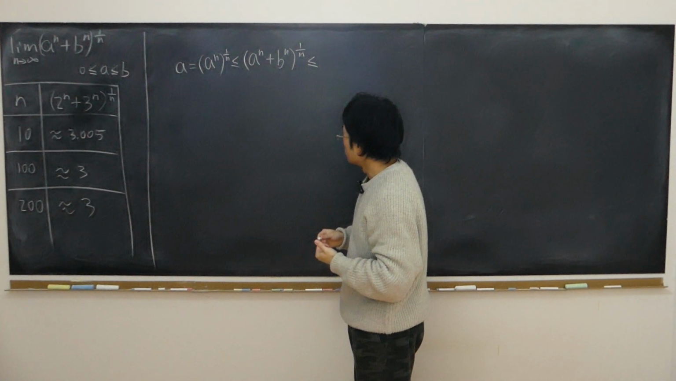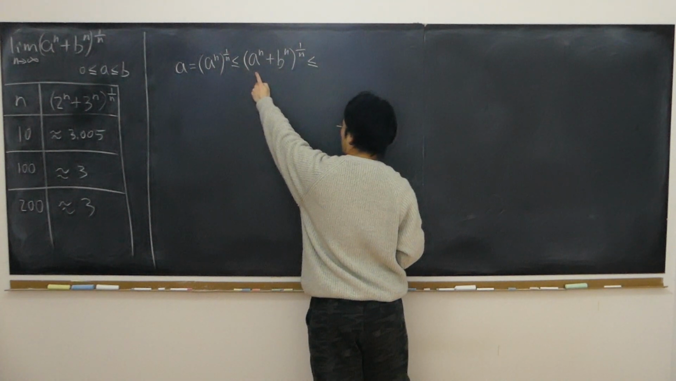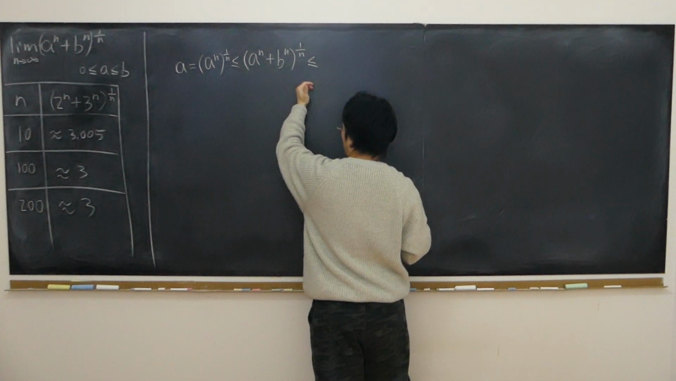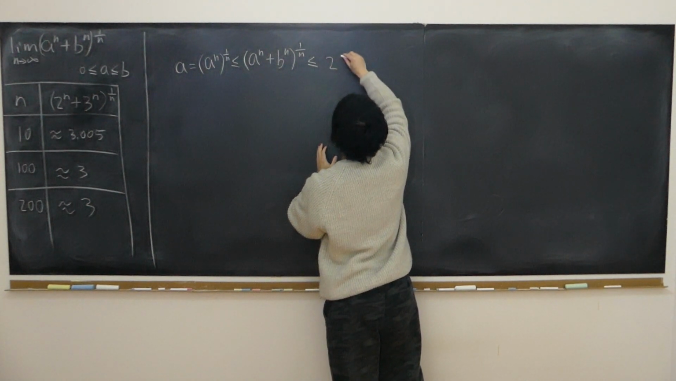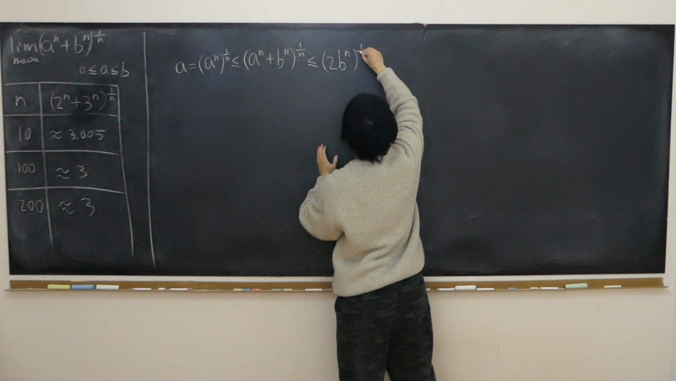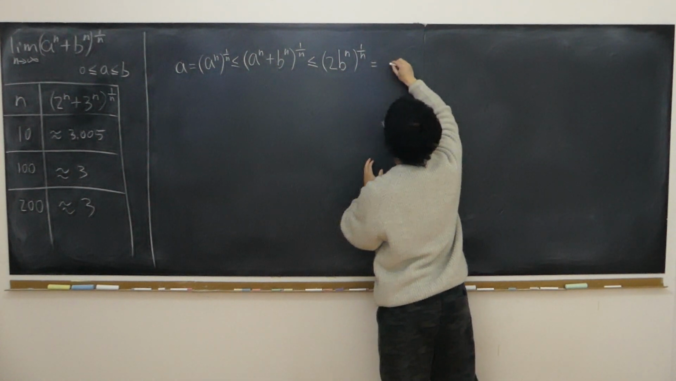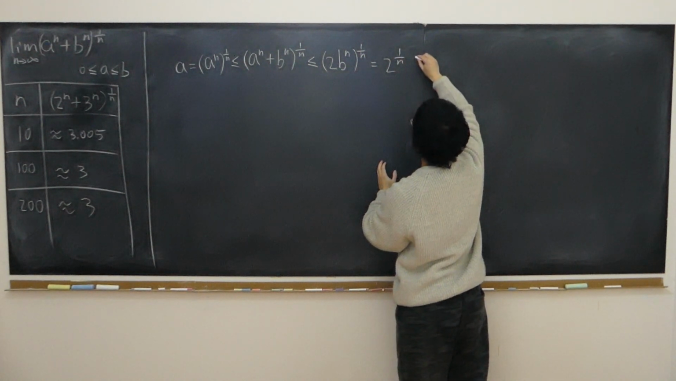But what we could do is replace a to the power n with b to the power n. That way we can make it a little bit larger. So that becomes twice of b to the power of n, raised to the power of 1 over n. And that is equal to 2 to the power of 1 over n times b.